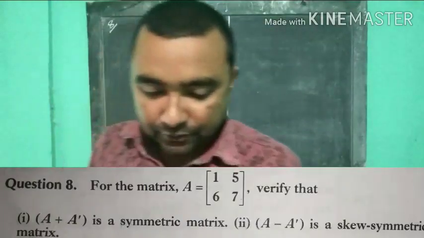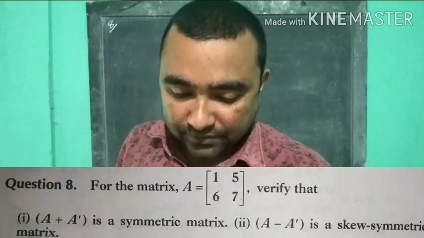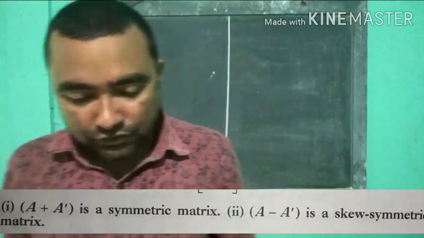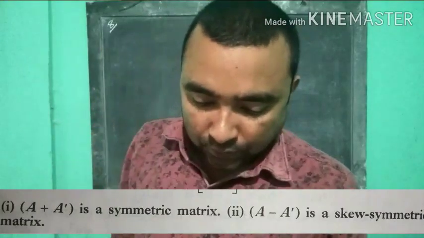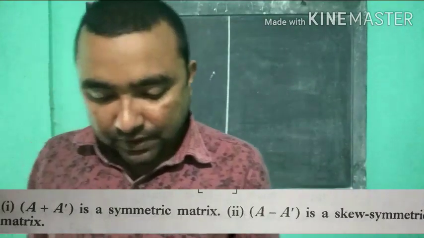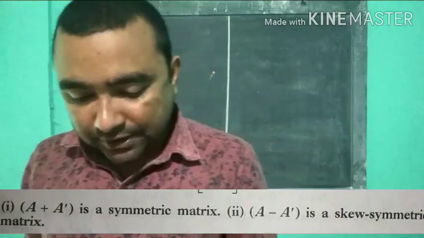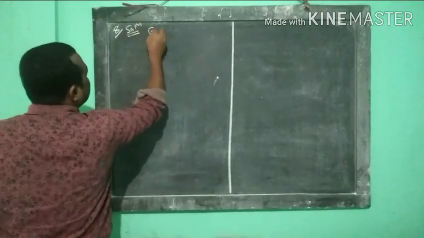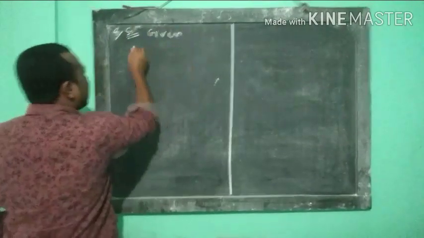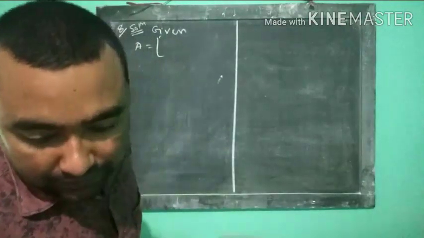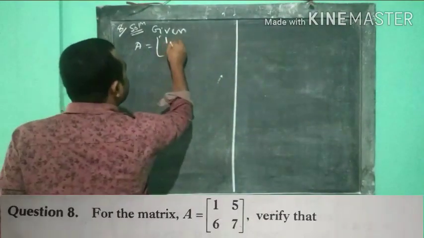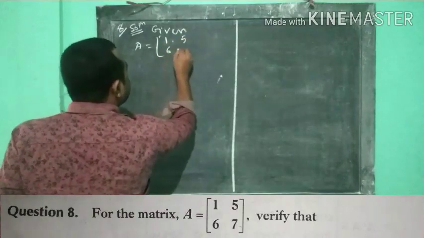For the matrix A equal to 1, 5, 6, 7, verify that number 1, A plus A transpose is a symmetric matrix. Number 2, A minus A transpose is a skew symmetric matrix. So, question number 8 solution. What is given? A, so A equal to what? A is 1, 5, 6, 7.